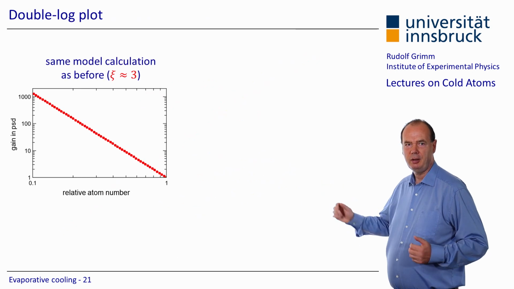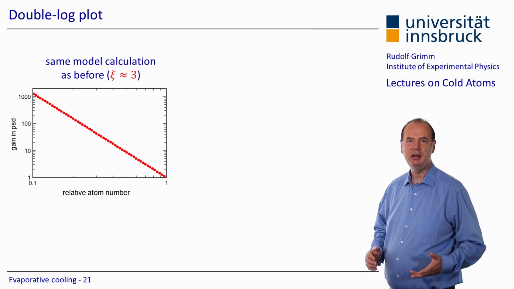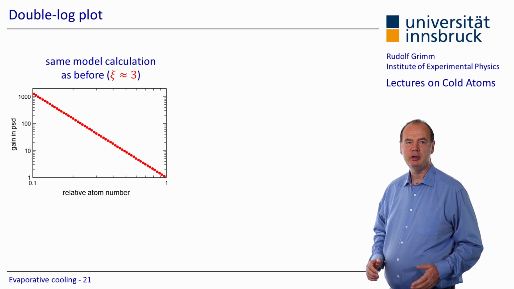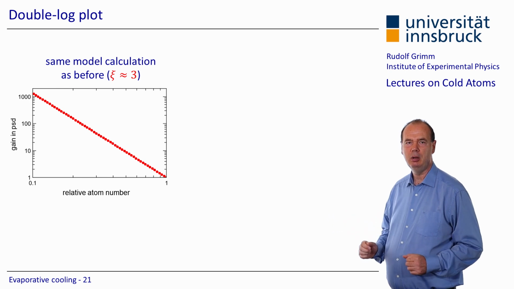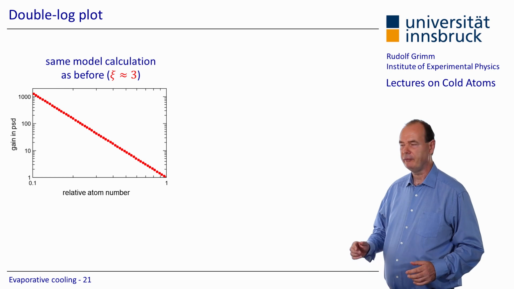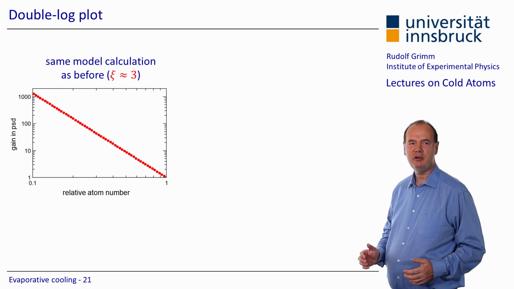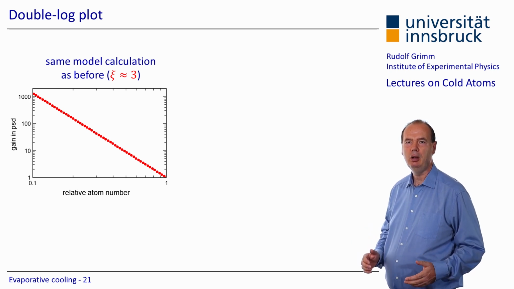Let's plot the results of our model calculation for forced evaporation in a different way. We show the gain in phase space density as a function of the relative atom number, both on a logarithmic scale. Such a double log plot is commonly used in our field, and you find it in many papers on evaporative cooling, as the slope directly shows the efficiency. In our model calculation, we obtain a value for ξ of about 3.